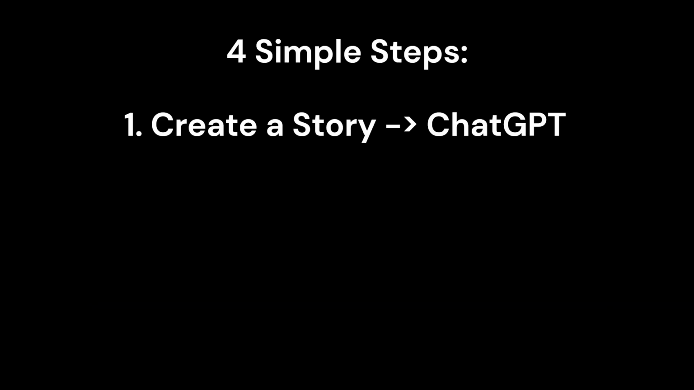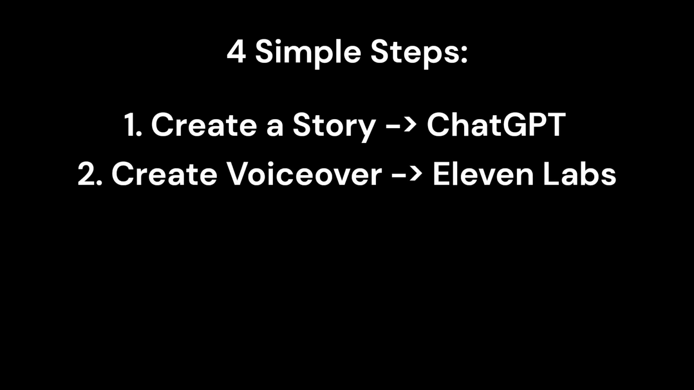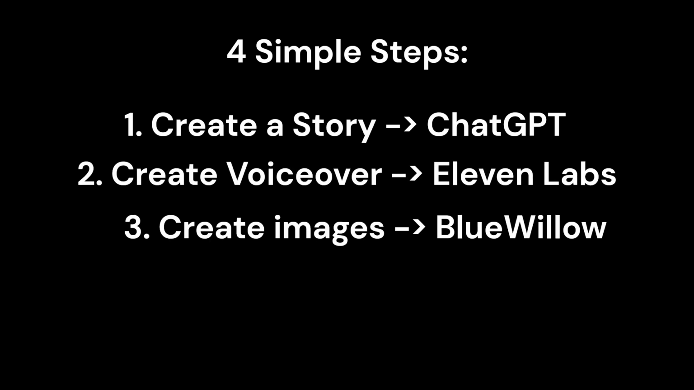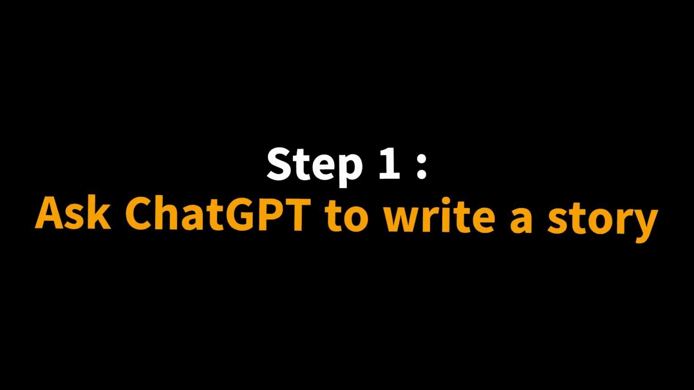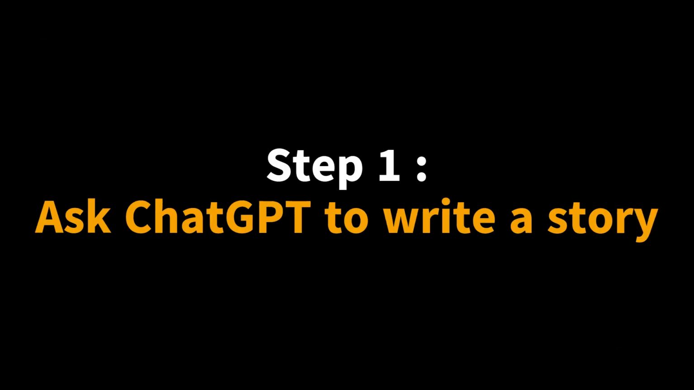First, we'll create a story with ChatGPT, then we'll create a voiceover using 11 Labs, then we'll create images using bluewillow, and finally we'll bring it all together with aichat. Let's get started. Step number 1. We'll ask ChatGPT to write us a story.